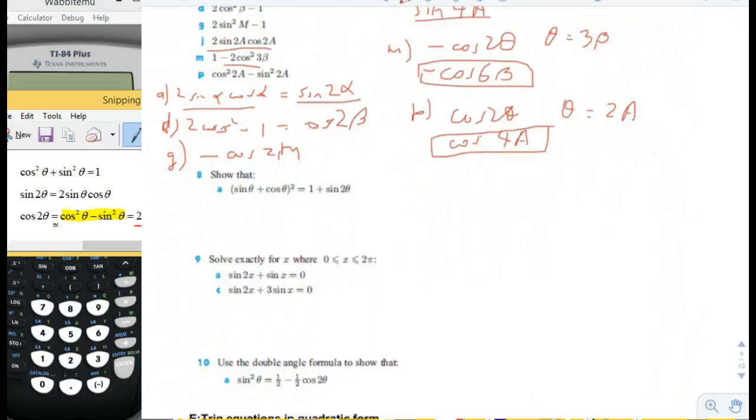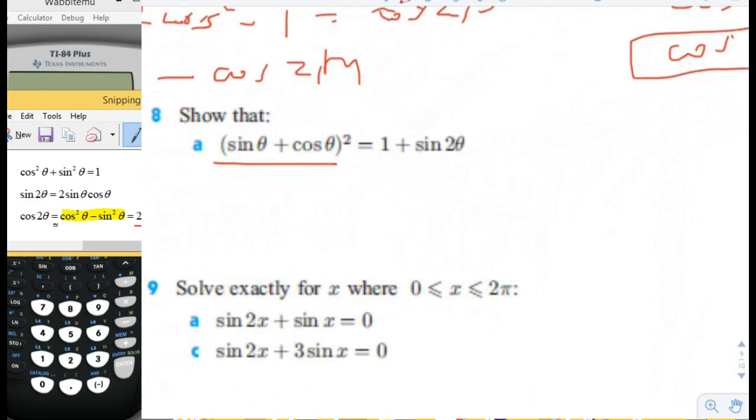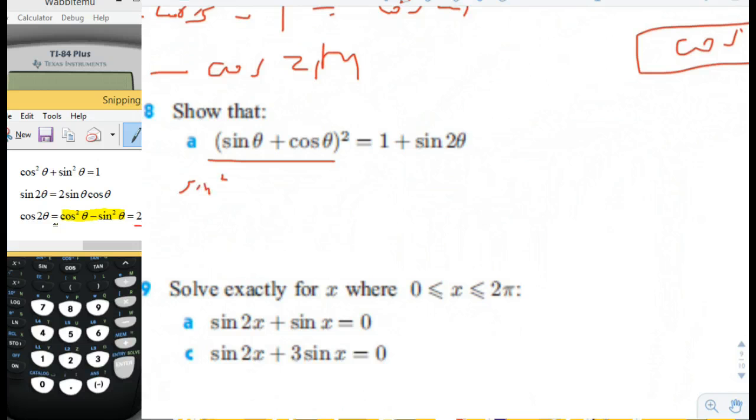Sine theta plus cosine theta quantity squared is equal to 1 plus sine 2 theta. So you're going to use the double angle identities until you get that the left side is equal to the right side. The obvious thing to do here is to do FOIL and expand this. So let's do that first. So you have sine squared. And remember, FOIL, you need the O and the I. You can't just write sine squared plus cosine squared.